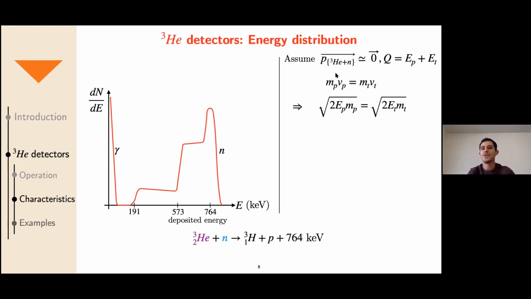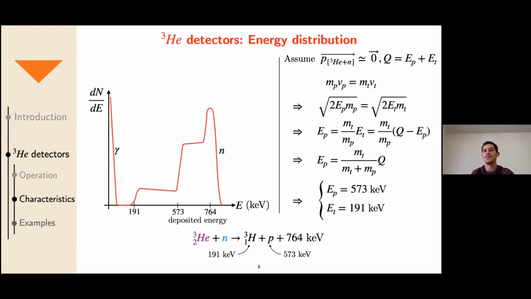And we can replace the velocity by the kinetic energy. And if we isolate the energy of the proton and replace the energy of the tritium with this relationship, where Q is equal to the reaction energy, 764 kiloelectronvolts, and EP is the energy of the proton, and ET is the energy of the tritium, then we can have this expression, and we can isolate the proton energy, and we have this final expression. And we know the mass and the reaction energy.